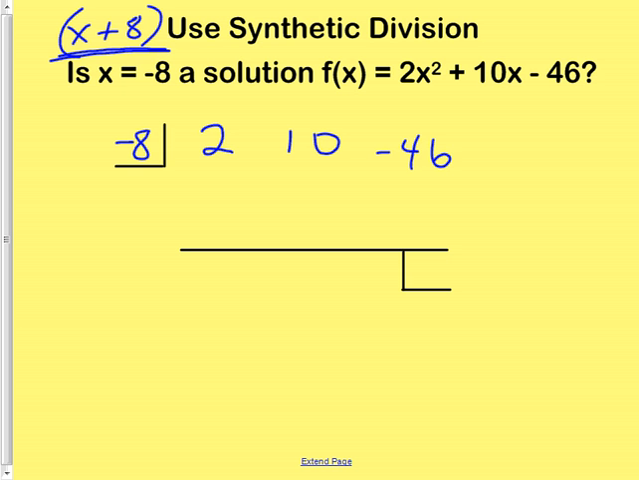Start the process by dropping the 2. Now see if you can finish it. Remember what I did again? It was multiply, then add, then multiply, then add, then multiply, then add, and then when you're all done, if you have a 0 at the end, it worked, and you should be able to interpret your answer. Did it work or not? Ooh, interesting.